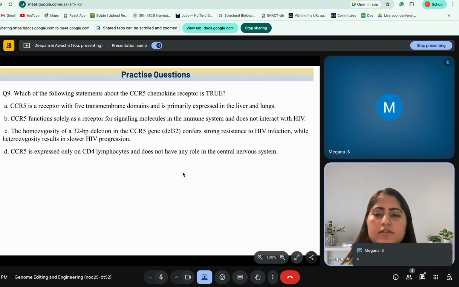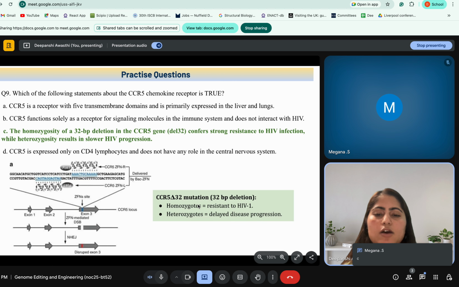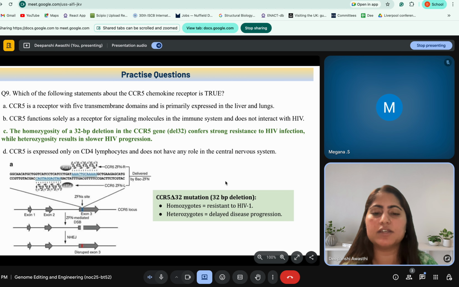So this also we have seen. Yeah, we have seen how that particular deletion is responsible for the resistance, and it can also cure the patients who already have HIV.